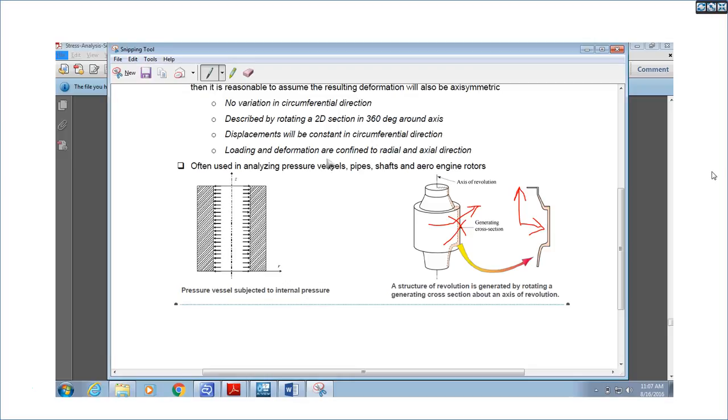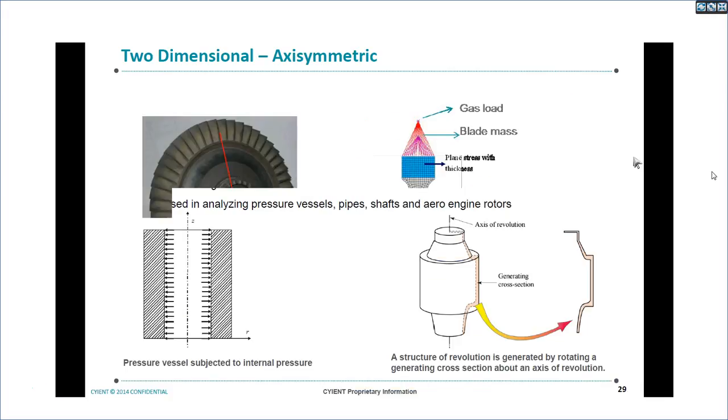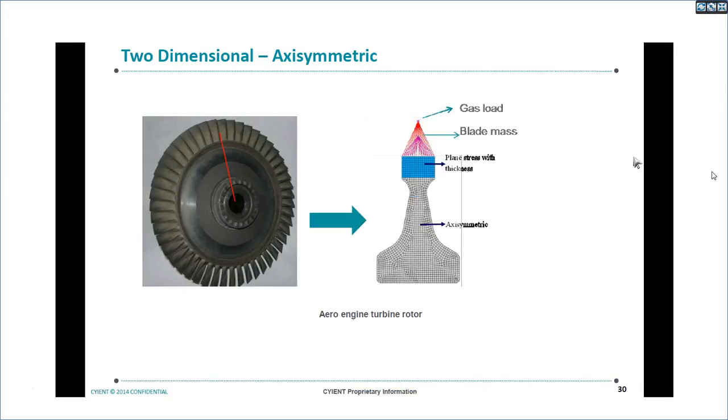This is used in analyzing pressure vessels, pipes, shafts, and aero engine rotors. This is one of the important examples. This is a turbine rotor, an aero engine turbine rotor. Here we can model this complicated assembly in a very simplified way. This is the rotor, and this is the attachment where the blade will be locked, and blades are simulated using mass elements.